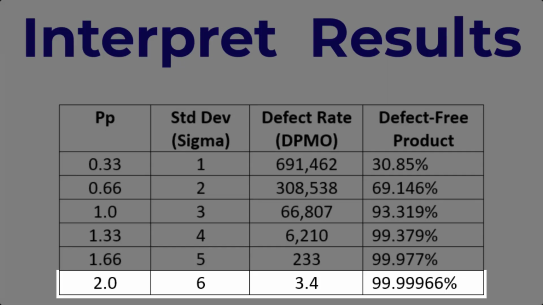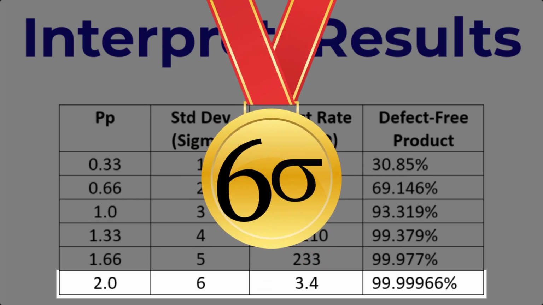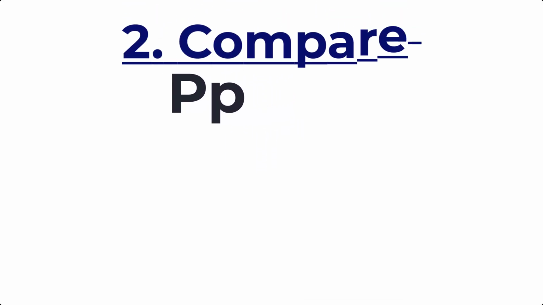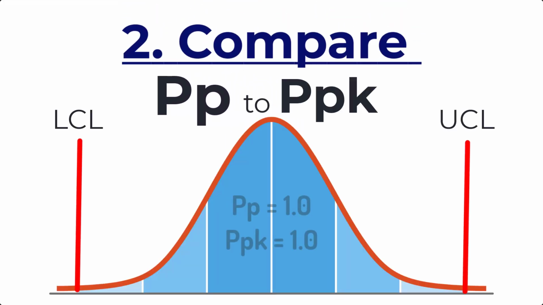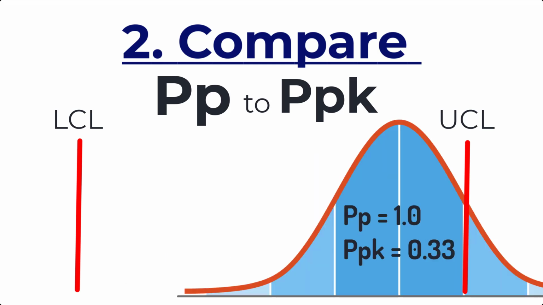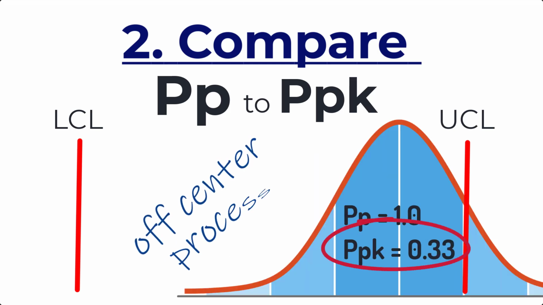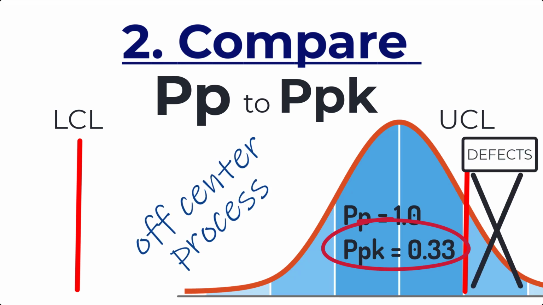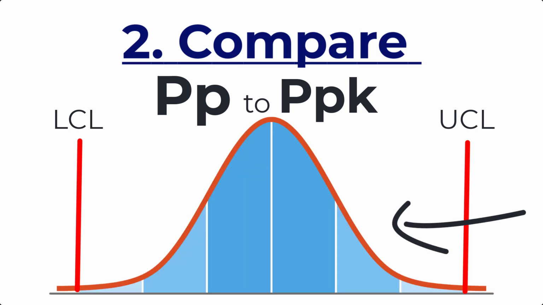So you want to aim for a PP of 2.0 because 6 sigma is the gold standard of process management. Second, let's compare PP results to PPK results. We do this because PP doesn't change if the process isn't centered, but PPK does change. So if PPK is lower than PP, then we know our process is running off-center. And an off-center process yields more defects than a centered process. So of course, if you see this, you want to center the process to correct the issue.